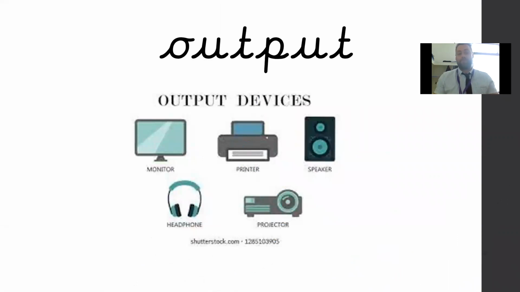That leads us to output. Output is then what we get out of the computer once we've put our input in. So for example, we've got monitors, headphones, a printer. Let's take the monitor, for example. I put in a button on the keyboard and say I put in the letter N, the computer then processes that and then it appears up on my screen. That is an output device.